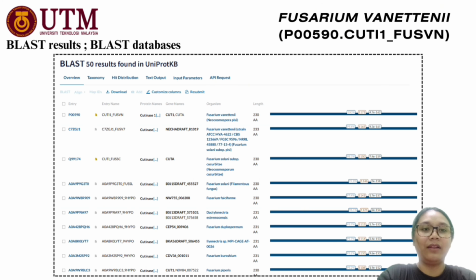Next is the BLAST result of Fusarium vanettenii. We performed the BLAST of the selected fungi by using the UniProt database. So, here are the top 10 BLAST results for Fusarium vanettenii. There are Fusarium vanettenii, Fusarium solani subspecies cucurbitae, Fusarium solani or filamentous fungi, Fusarium falciforme, Dactylonectria stenocrastodontis, Fusarium duplospermum, Ilyonectria species, Cylindrocarpon gorensis, and Fusarium piperis.